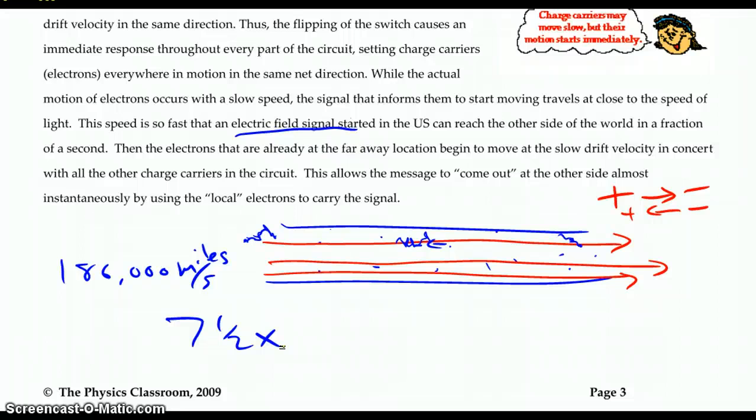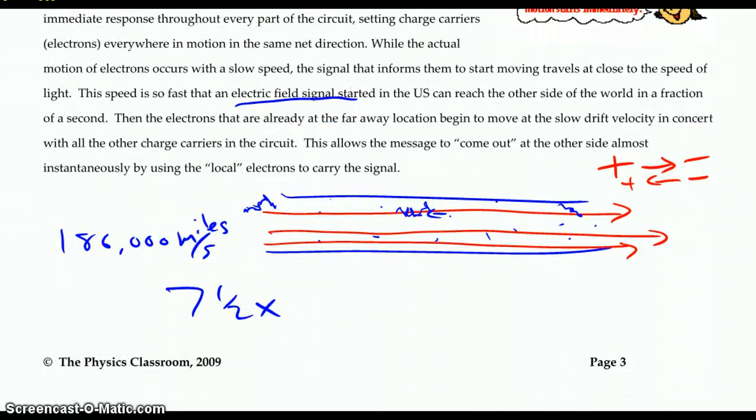And again, it's not that the electron from here in the United States traveled across the world to the other side of the world. It's that the electric field was set up, created throughout the circuit at the speed of light. And then the electrons that were already on the other side of the world started drifting in the direction, in this case, against the direction of the electric field. So they're the ones that got the message to the other side of the world.